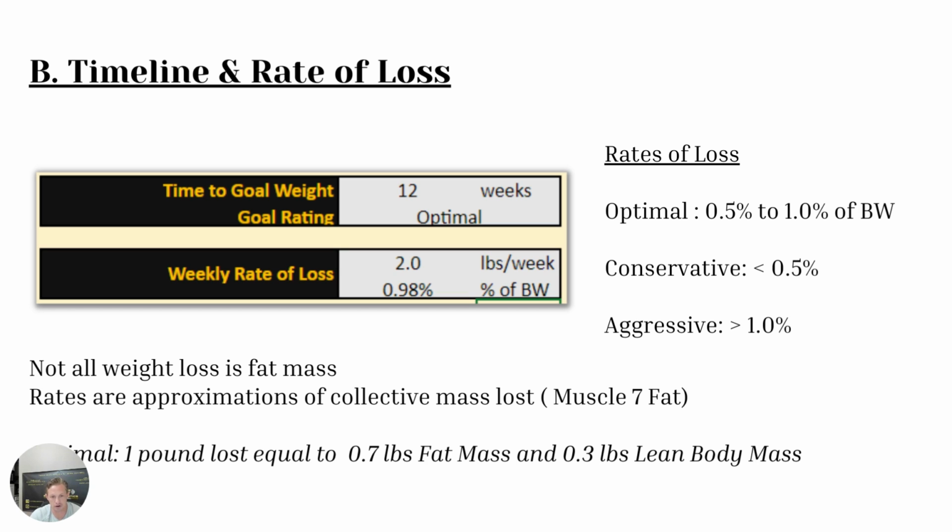So if you are in a more aggressive rate of loss, you're likely to lose more muscle in that composition. And then conversely, if you are in a conservative rate, then you're likely to lose less muscle, or at least as little as possible.